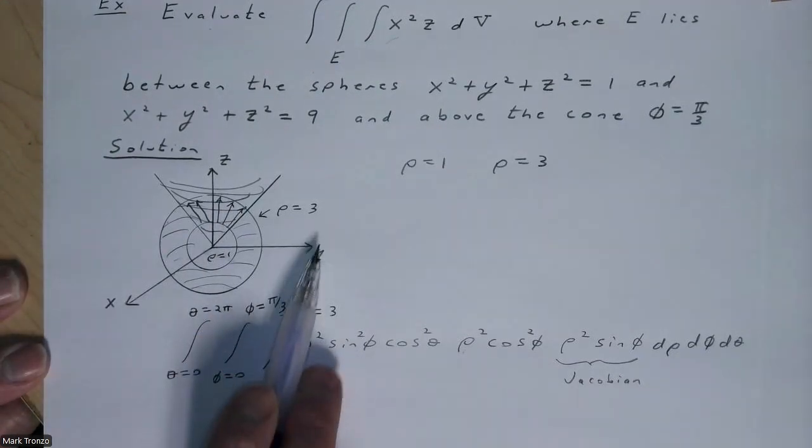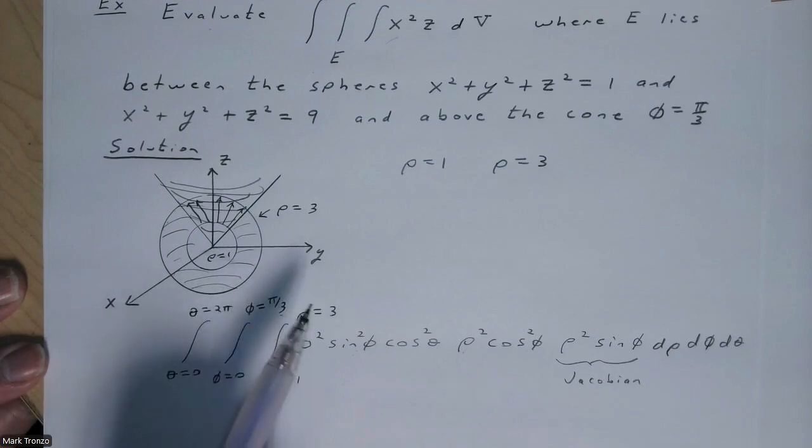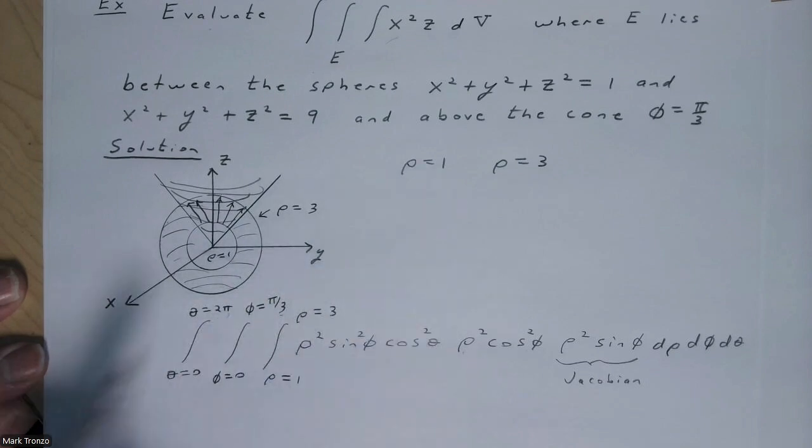And it's going to be rho from 1 to 3, phi from 0 to pi over 3, theta from 0 to 2 pi.